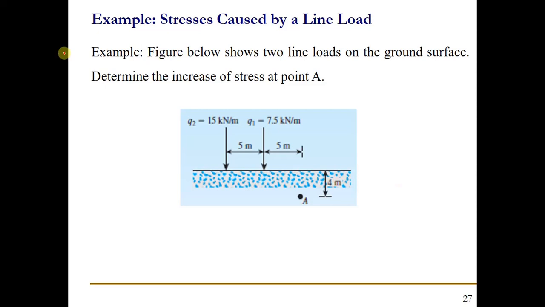Let's solve an example related to the two line loads on the ground surface. They are acting here. Q1 is 7.5 kilonewton per meter, Q2 is 15 kilonewton per meter. The x distance is 5 meter, and the x distance for the Q2 is 10 meter. The depth z is 4 meter, and we need to find out the delta sigma due to these two loads.